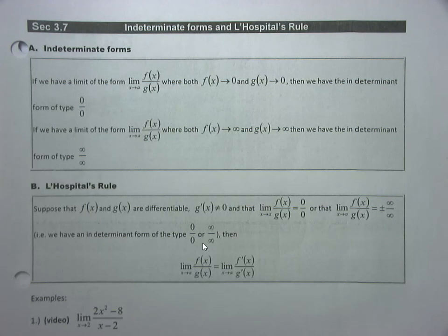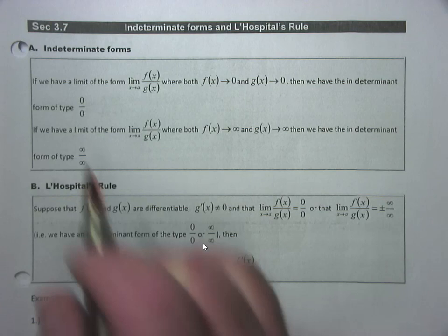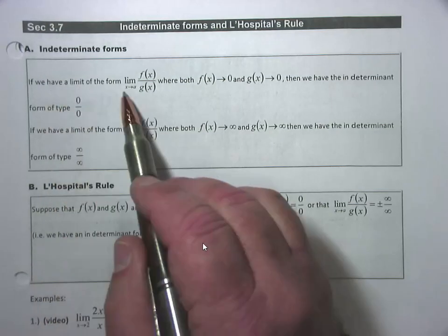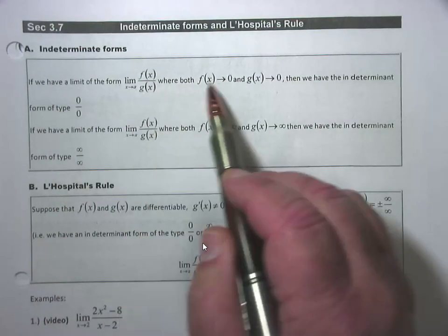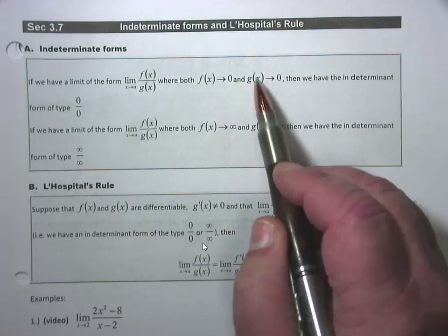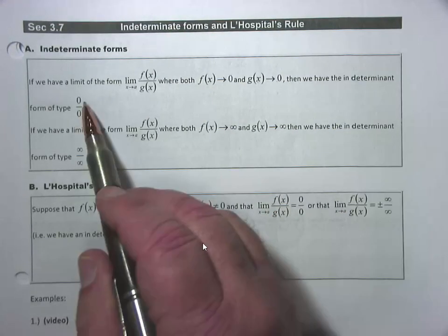If you plug it in, you get 0 over 0. 0 over 0 is very special. This is one of those indeterminate forms. And L'Hôpital, back in the early 1700s, came up with a pattern for this, and thanks to the knowledge of derivatives, could apply the derivatives to these cases and make it a little bit easier for you guys to get the answer without having to do algebra. Okay? So, if we have a limit as x approaches a of f of x over g of x, where both f of x approaches 0 and g of x approaches 0, then we have the indeterminate form of 0 over 0.